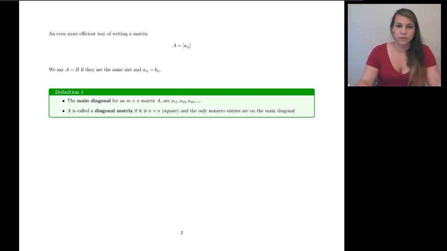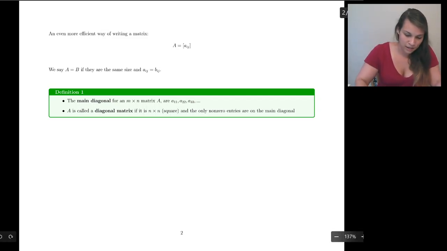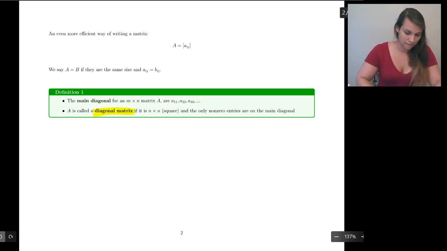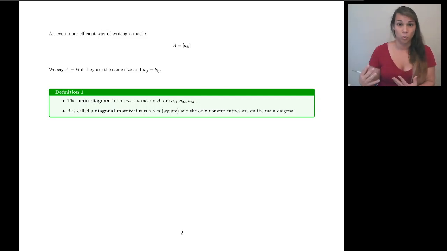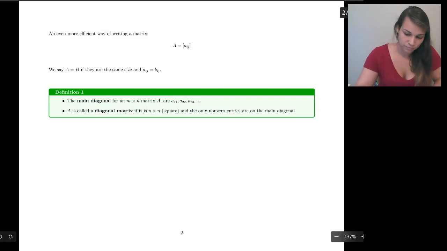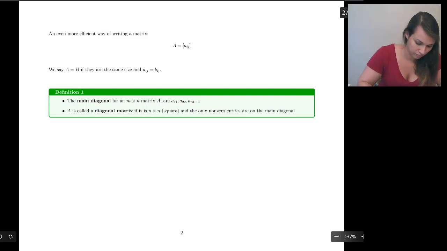Next definition I've got for you is the main diagonal for an m by n matrix A are all these entries where the row and column are the same. So even though we have rectangles sometimes, we still have a diagonal. And then we call a matrix a diagonal matrix if it is n by n, by which I mean same number of rows, same number of columns, so it's a square, and the only non-zero entries are on that main diagonal.